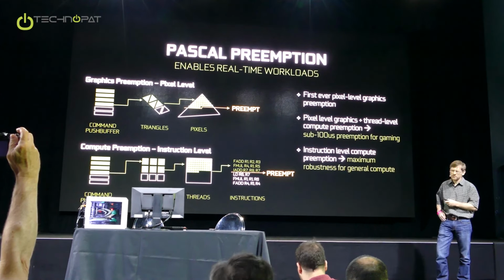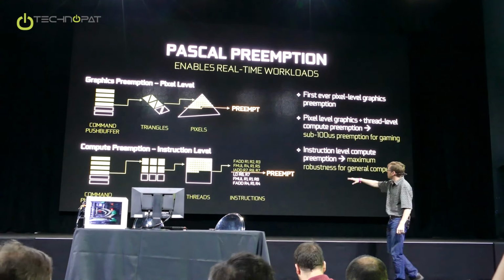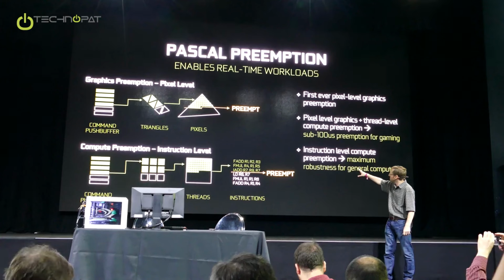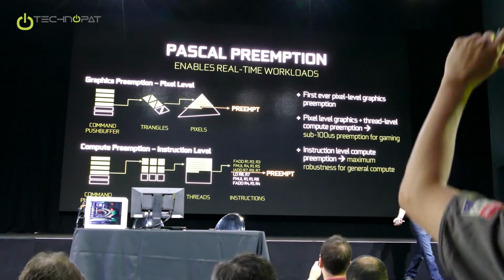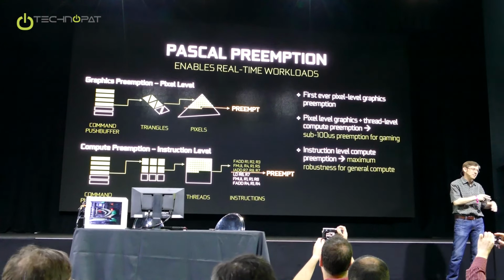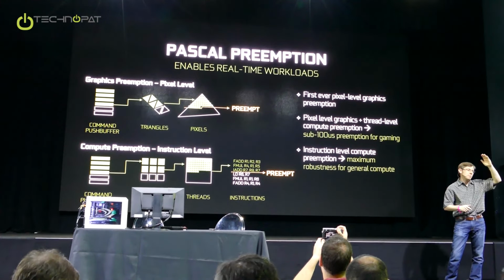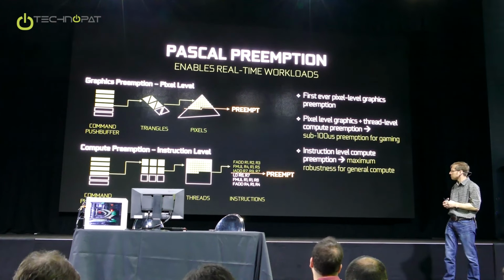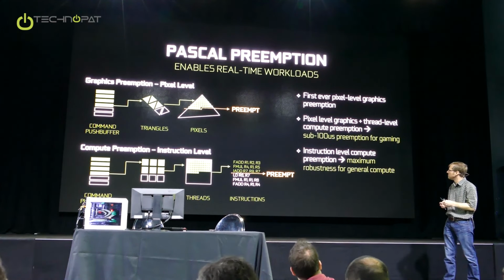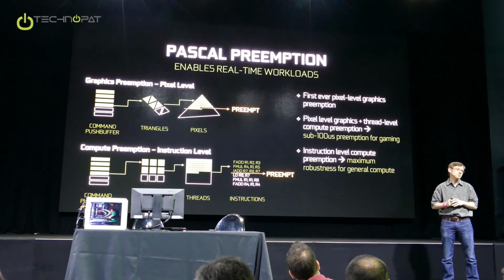So what that means is that you can have these threads running, and I drew a picture here. An instruction is saying take these two registers, add them together, and put them in a new register. That's the lowest level operation of the graphics pipeline, this instruction level. And with Pascal, we actually have the ability to preempt at an instruction level for compute.